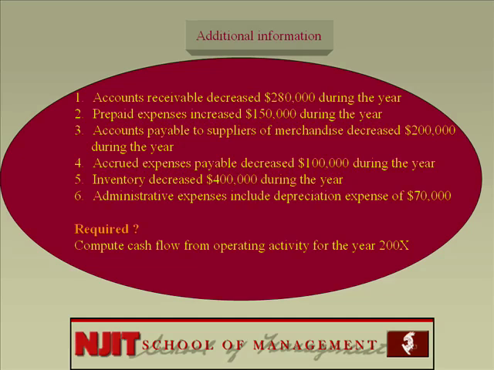required. Compute the cash flow from operating activity for the year 2000X. I'll give you a hint. Start with net income. So you take the net income from the income statement, and then you follow the rules which I gave you. Stop this presentation now and try this exercise. When you're done, I want you to come back and I'll give you the answers.